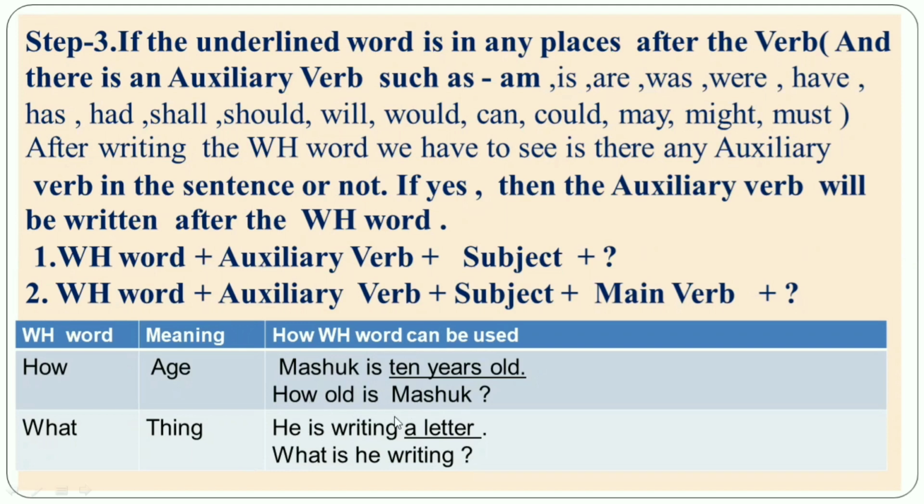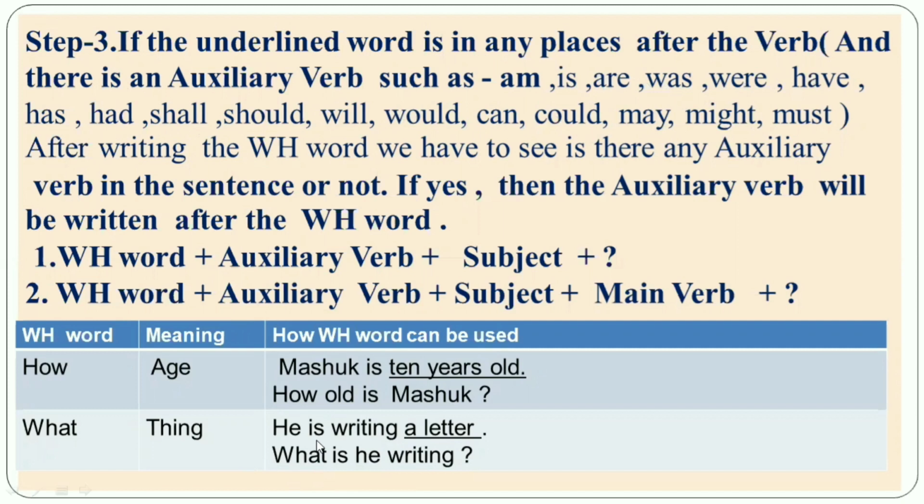Then, he is writing a letter. So the underlined word is a letter. It indicates things. So instead of letter, you have to write the WH word what. So write at first what, and then you have to find out is there any auxiliary verb or not. The auxiliary verbs are am, is, are, was, were, have, has, had, shall, should, will, would, can, could, may, might, must. So these are the auxiliary verbs.